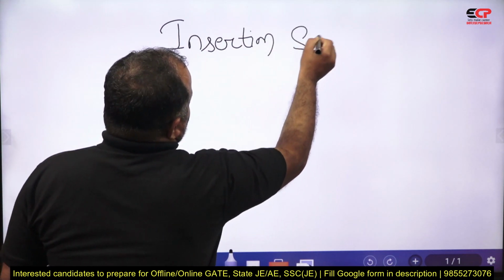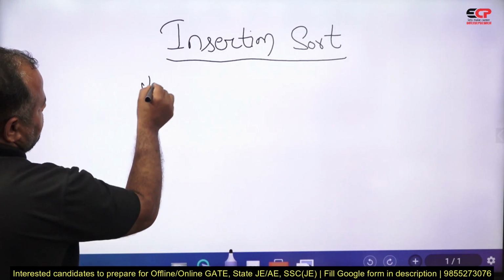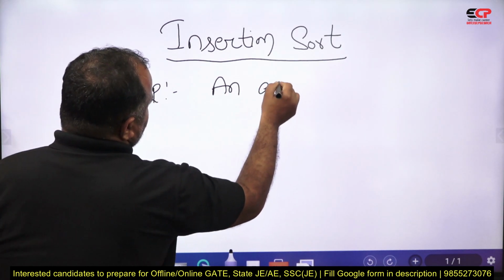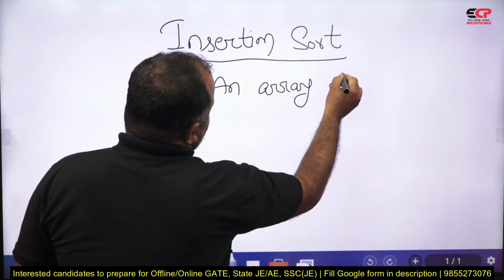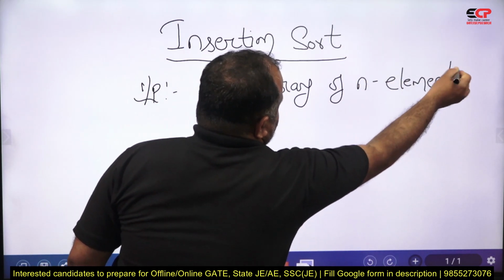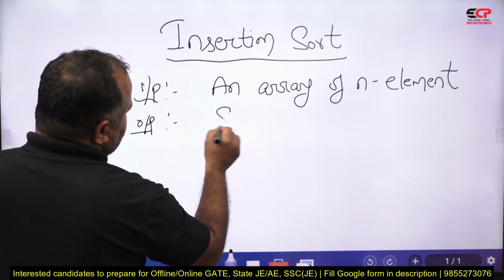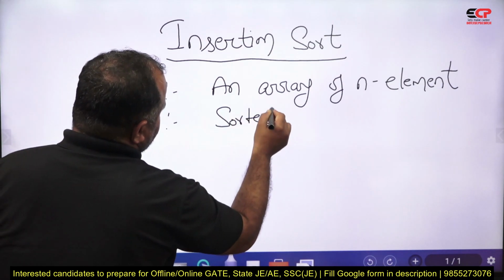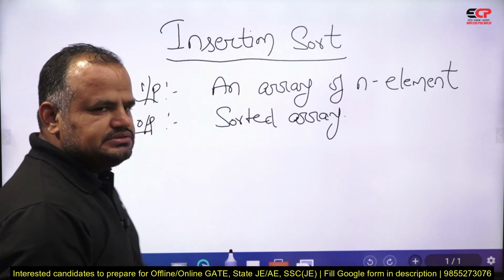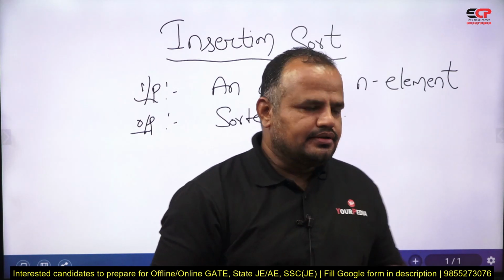Insertion sort. So what is the input in this case? Input is an array of n elements, and what is the output? We want to sort this given array. We want the sorted array. Fine. So how can we use the concept of insertion sort to sort a given array of n elements?